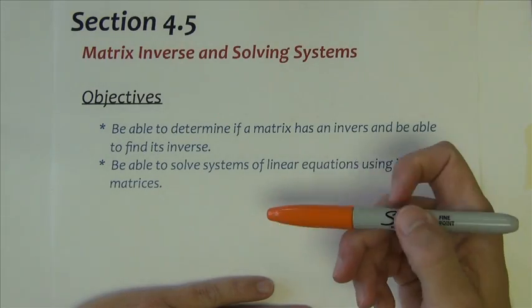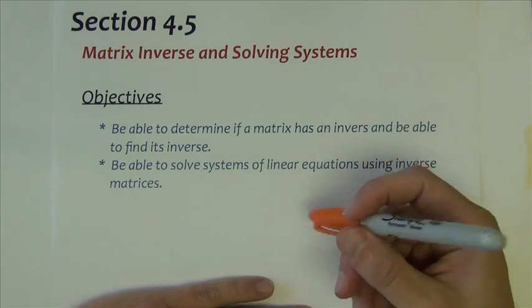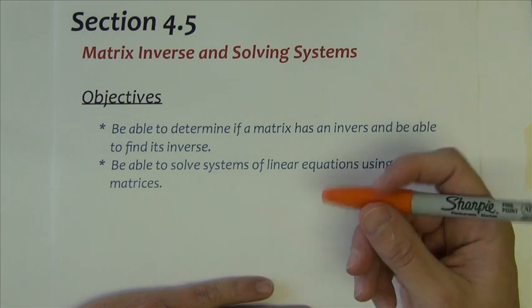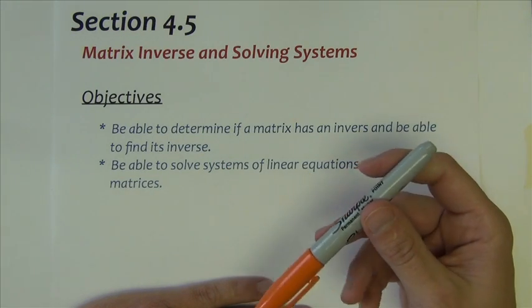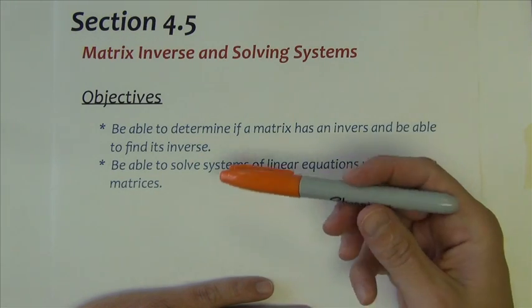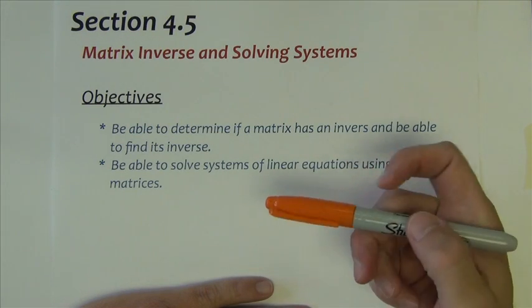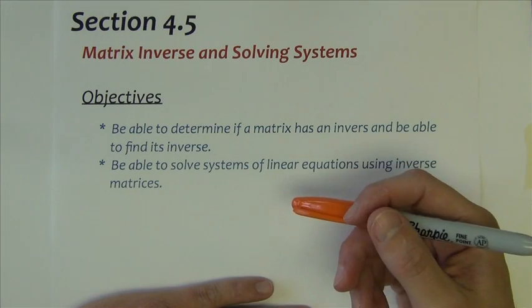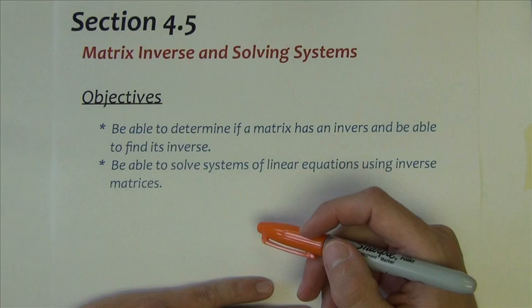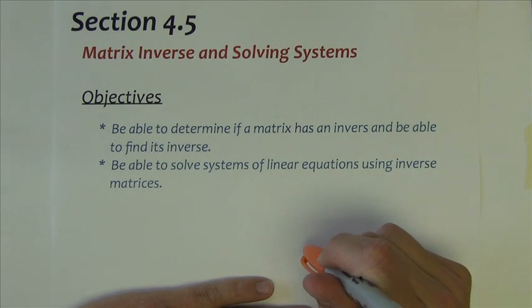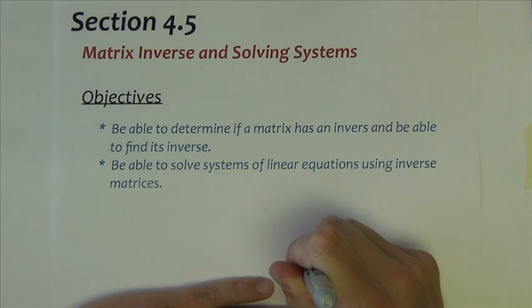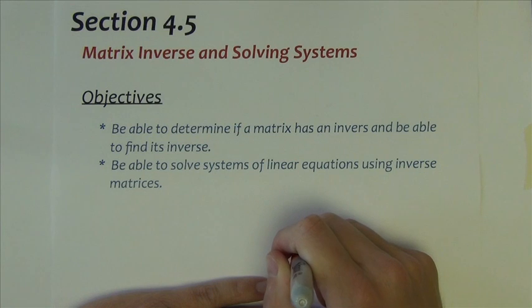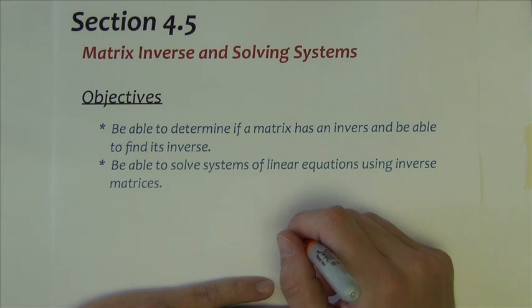The last section of Chapter 4, Section 4.5, is titled Matrix Inverse and Solving Systems. We're going to go over how to find the inverse of a matrix, and then we're going to use the inverse of a matrix to solve systems of equations. It'll actually be a technique for solving systems that's a little faster than Cramer's rule, and one that you might like even better than substitution and elimination methods from back in Chapter 3.